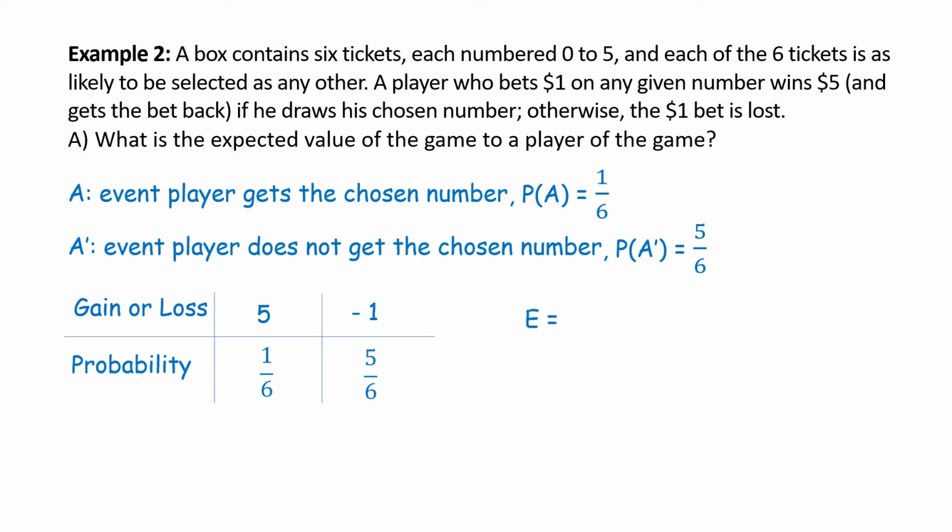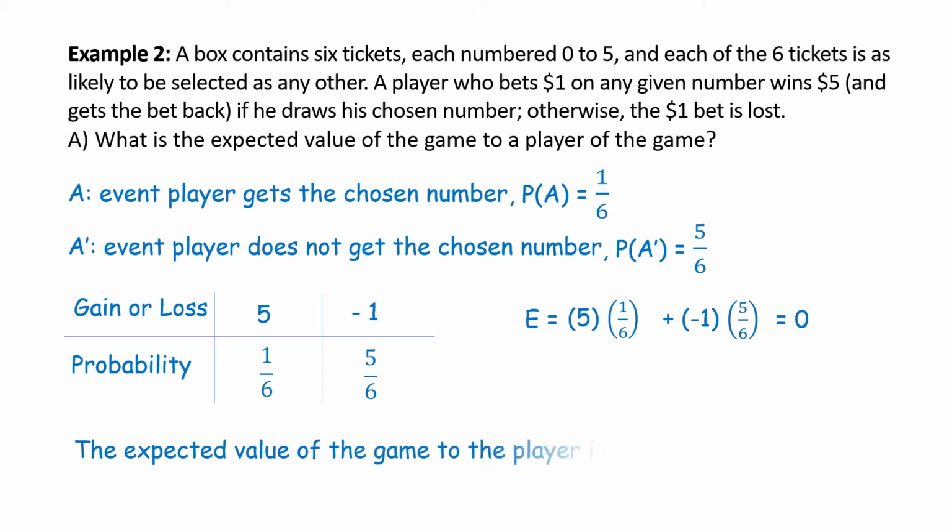We will multiply the outcome with the probability, so 5 times 1/6, and add it to the loss of $1 times 5/6. The result is 0. The expected value of the game to the player is $0. We often call this breaking even.